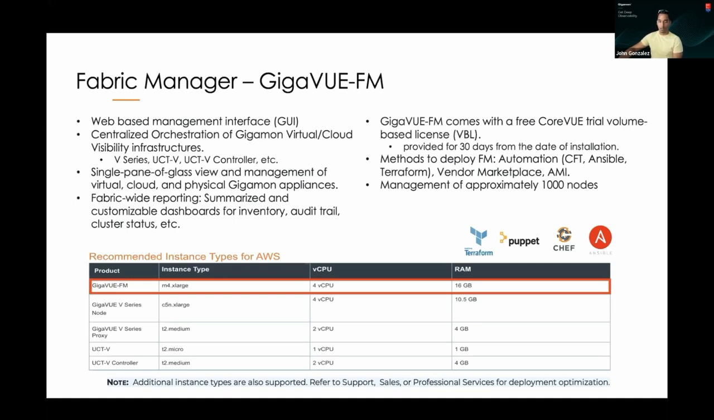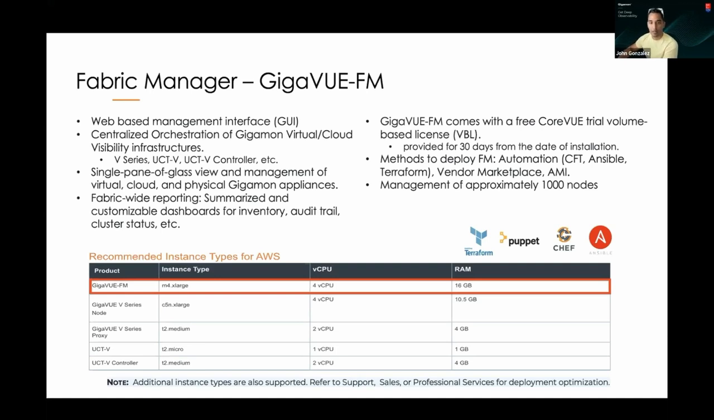Another one is the vendor marketplaces, which is something we're going to cover as part of this presentation today. You can use the public cloud provider's marketplace, and it'll walk you through the process to deploy the Fabric Manager. Honestly, this is probably one of the most preferred ways because it's the easiest and it has a lot of flexibility as well. And then lastly is using AMIs. You can look for shared or public AMIs. You'll be able to find Gigamon there and deploy it that way.